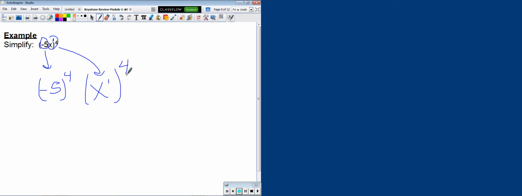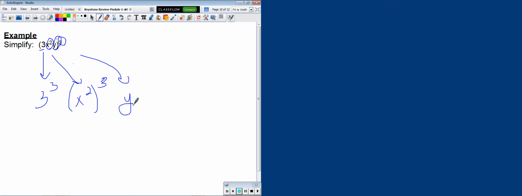So if you go to do this part here in your calculator, just remember to put the negative in parentheses. And when you do that, this comes out to be positive 625. And then here I got the double exponents. Once again, the shortcut is to multiply it. 1 times 4 is 4, so this would be 625x to the 4th power. So that's the answer for that one there.